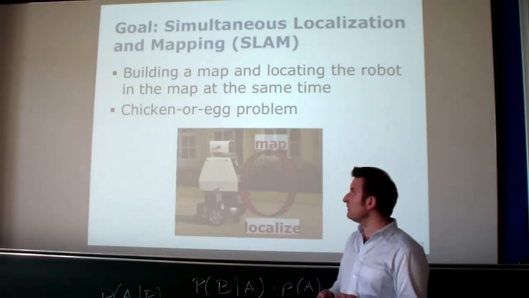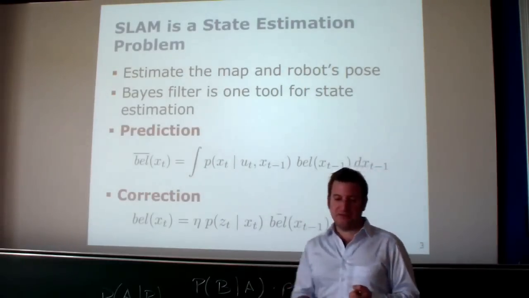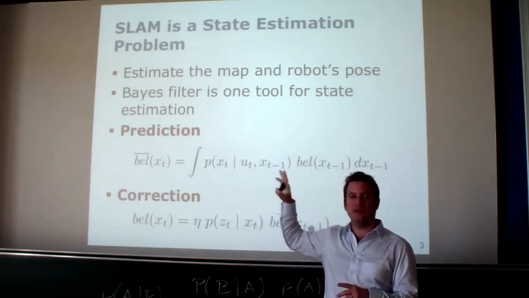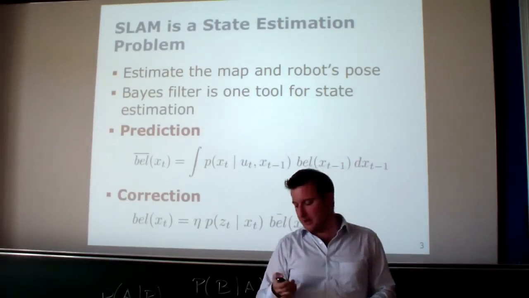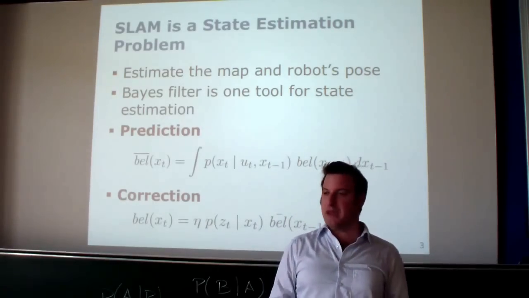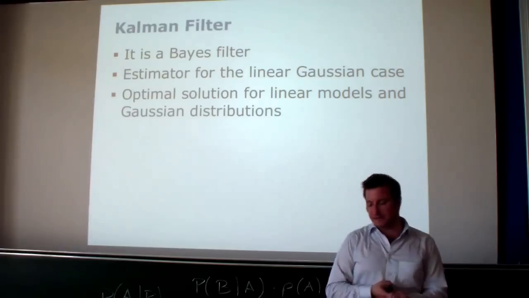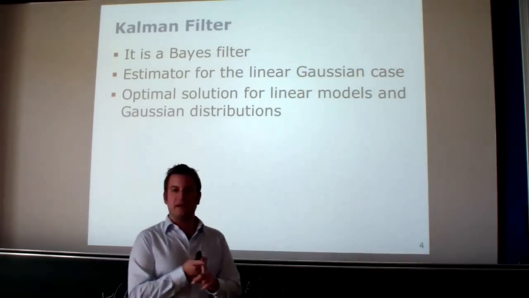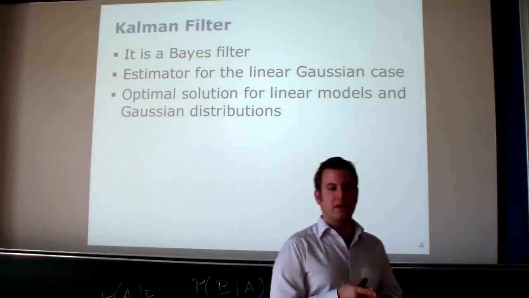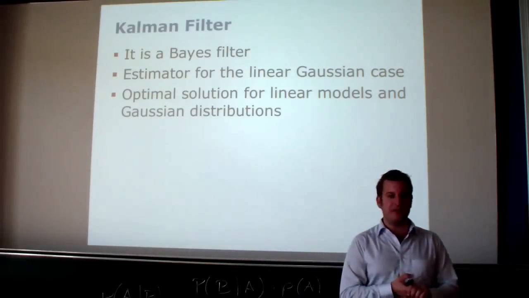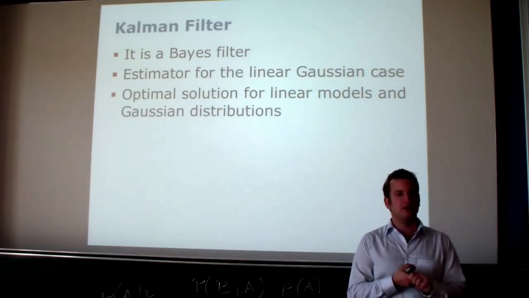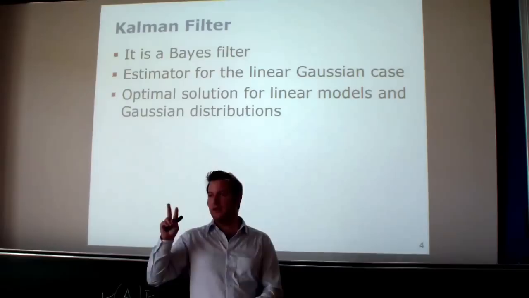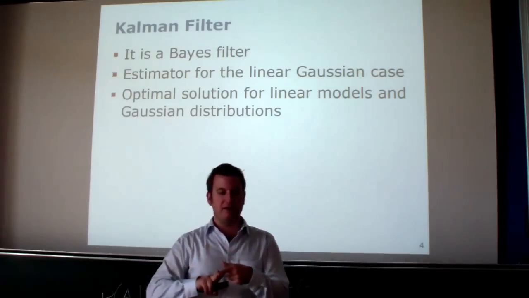So again, the Bayes filter has 2 steps: the prediction step and the correction step. These are the 2 steps you will now see in the Kalman filter, and how they are realized. The Kalman filter itself is a Bayes filter, and it makes 2 assumptions. First, all models are linear. And second, all distributions are Gaussians. Under these 2 assumptions, it is actually the optimal thing you can do. There's no better system, so this is really the optimal solution, but only in the case of linear models and Gaussian distributions.